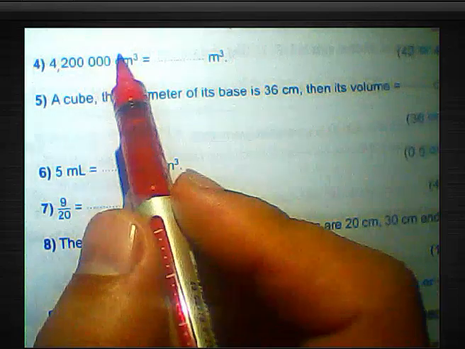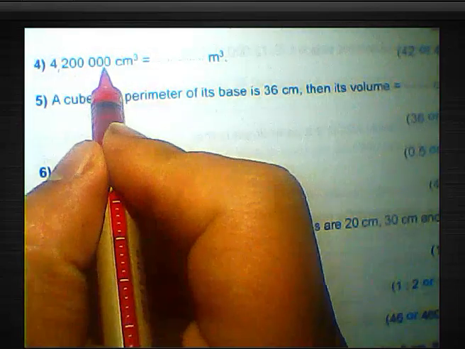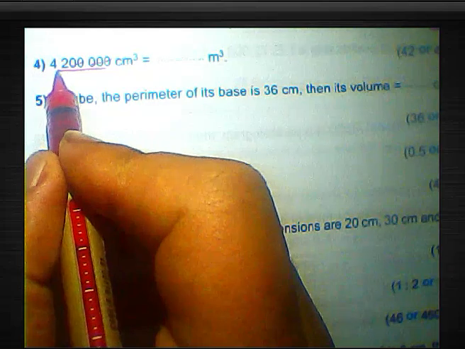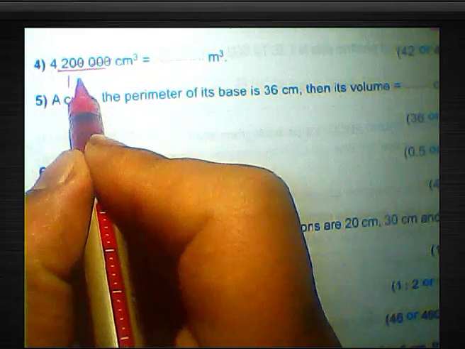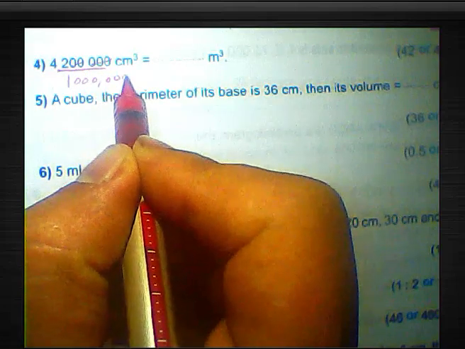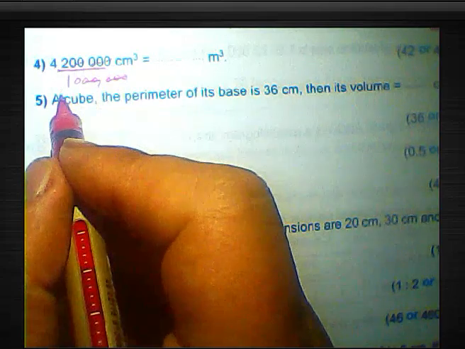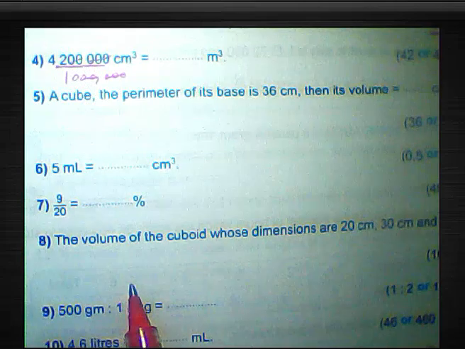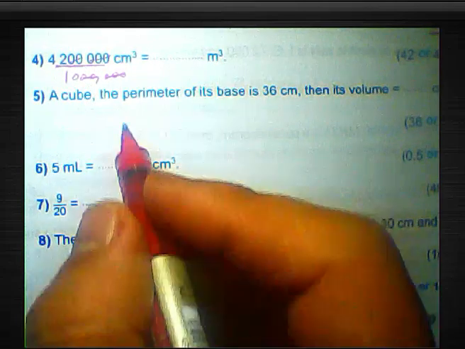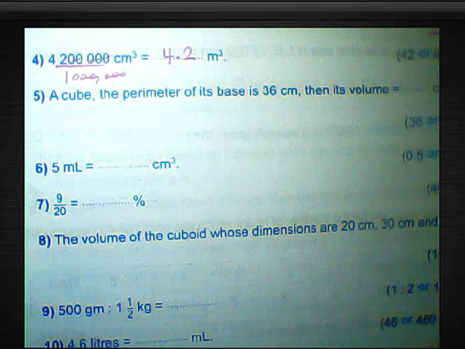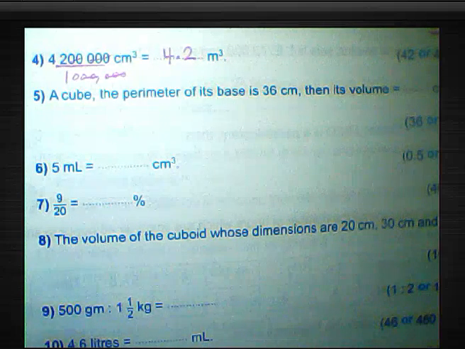So we can cancel here 3 digits and 2 digits, and the result will be 4.2 because we will divide it by 1 million. Divided by million, we can cancel 50 by 50. The result will be 42 over 10. 42 divided by 10, the point must be after 1 digit. So we must write 4.2. The result will be 4.2 cubic meter.